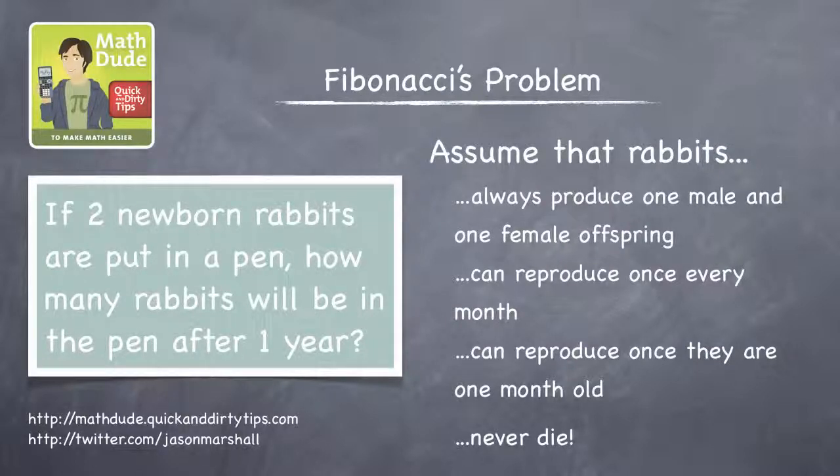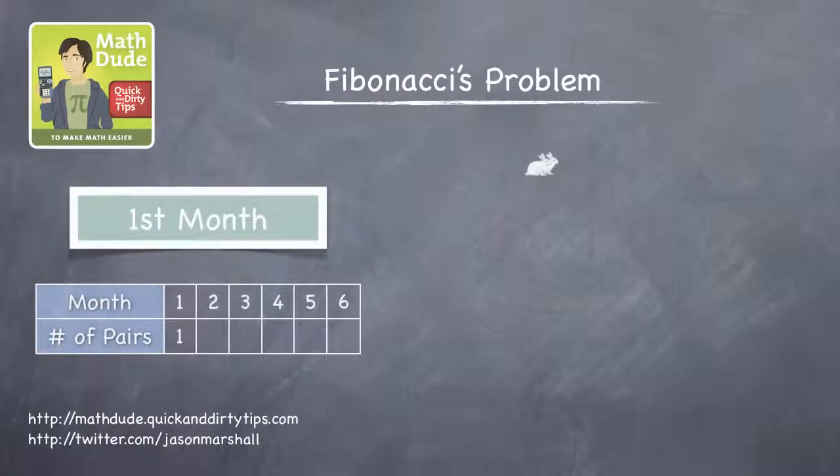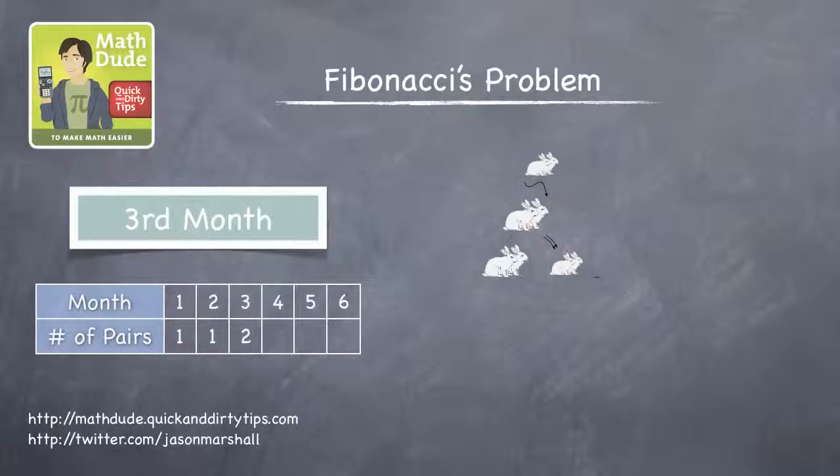What's the solution? Well, let's think in terms of how many pairs of rabbits are in the pen at the beginning of each month, starting with the one newborn pair in the pen at the beginning of the first month. These newborns are too young to reproduce, so we begin the second month with one pair as well. It's the same pair, but they're now adults that are mature enough to mate. As a result, one new pair of rabbits is born at the end of the second month. So at the beginning of the third month, we have a total of 2 pairs.